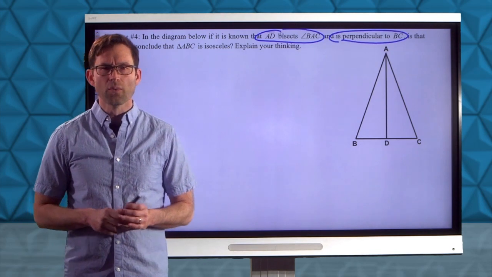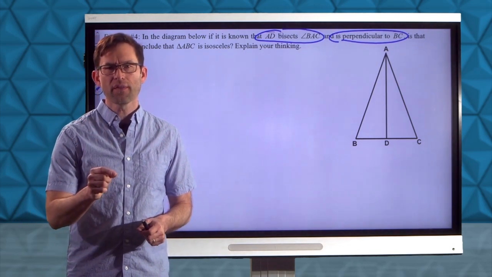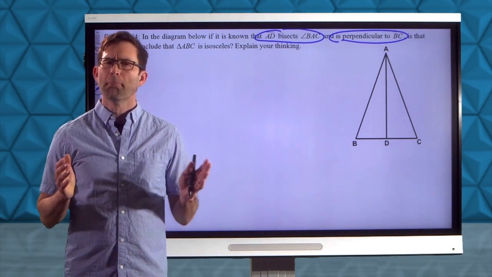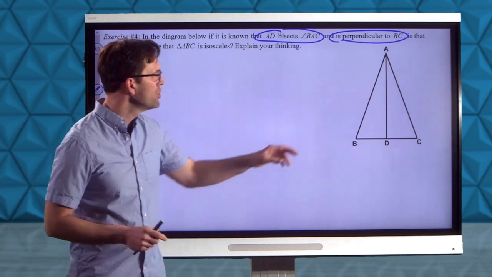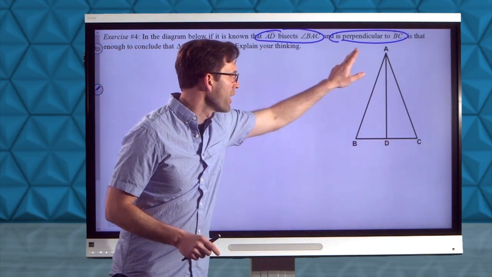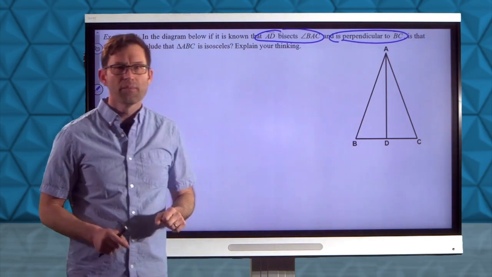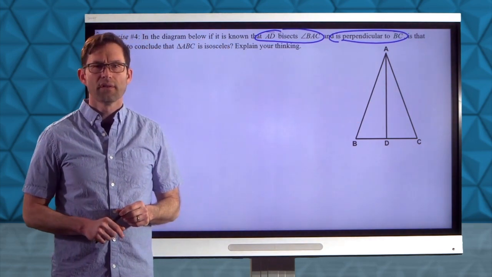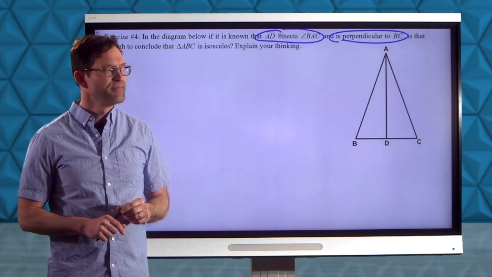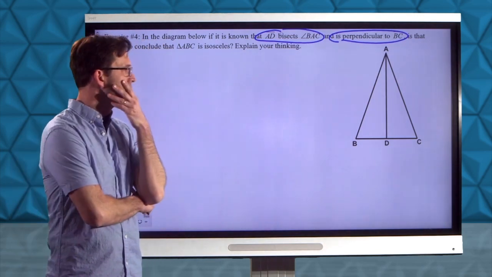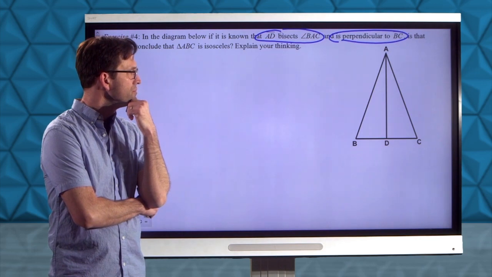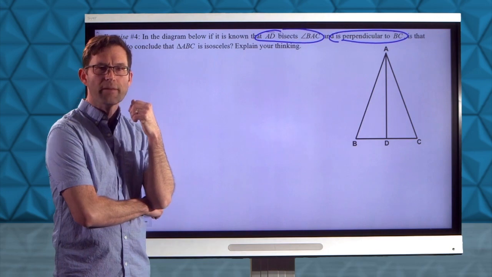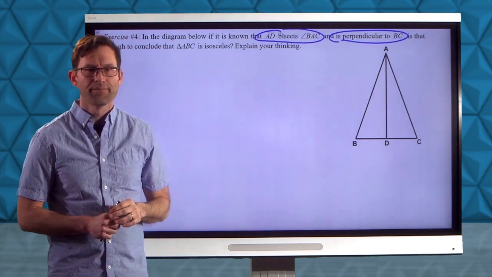So what I'd like you to do is take everything that I've told you in this problem, mark up that diagram, and see if we have enough to then conclude that the larger triangle, ABC, is isosceles. Take a little bit of time with this. All right. Let's take a look.